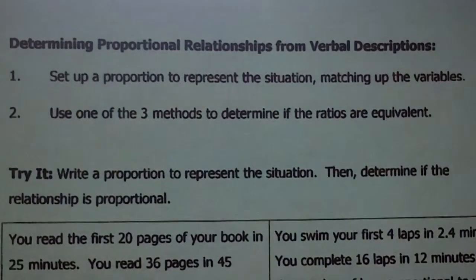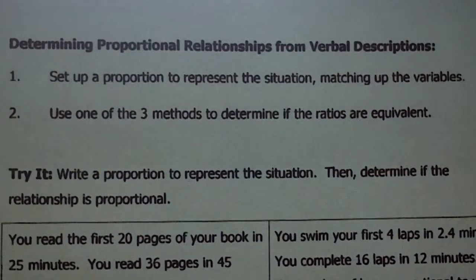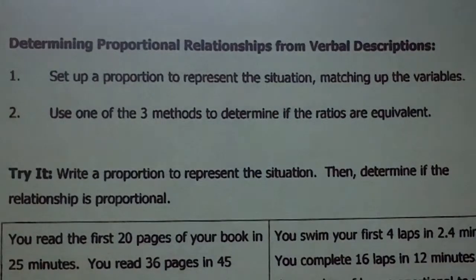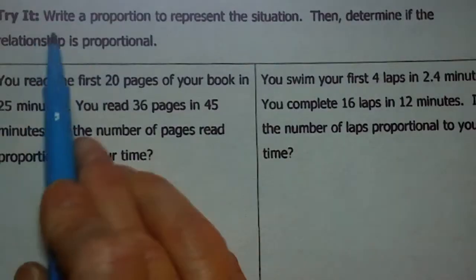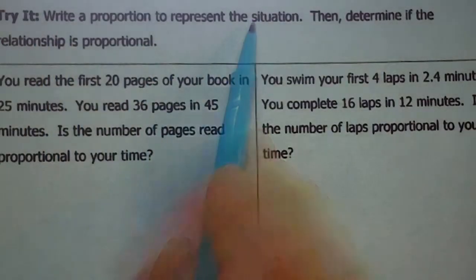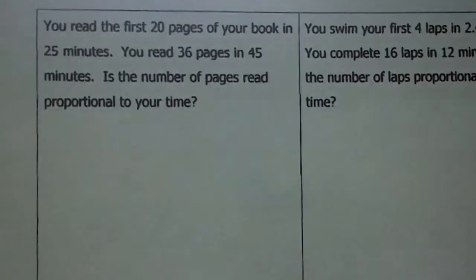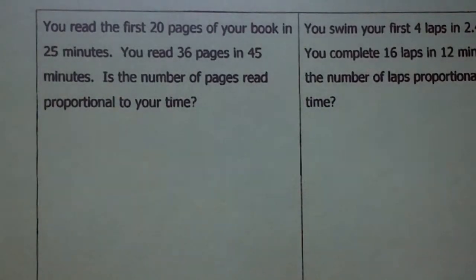What you need to be able to do is take a verbal description and set up a proportion to represent the situation by matching up the variables, and then you can choose any one of the 3 methods to determine if they are proportional or not. So take a look. It says, try, write a proportion to represent the situation, then determine if the relationship is proportional. So here's situation number 1.